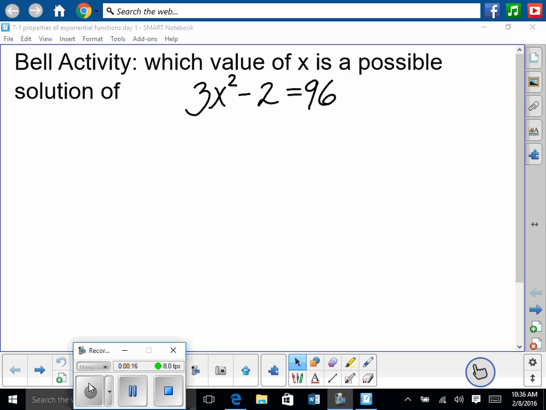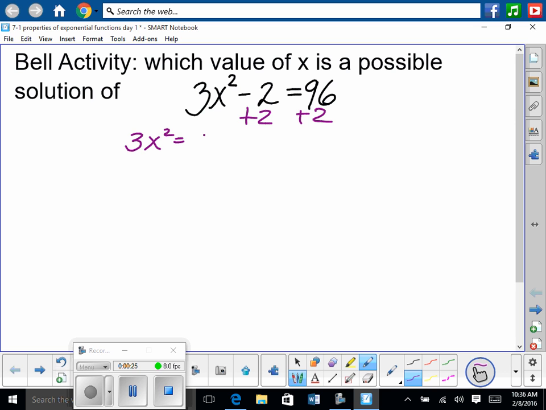So firstly, we isolate x squared, right? So we add 2, and we have 3x squared is equal to 98, right? Then we divide by 3. So we have x squared is equal to, if you type that into your calculator, you get a decimal. You change it back to a fraction, and you get 98 thirds. Is everybody comfortable up to here? How many got that far?